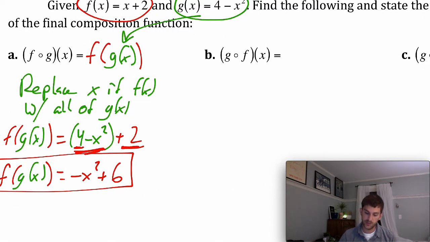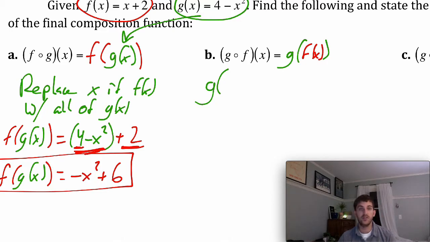Now for the next one, it's going the opposite direction. Instead of f composed of g, we're doing g composed of f. In other words, we're going to take f of x and plug that in to g of x. So g of, and let me write this in a different notation as well. So essentially instead of x, we're going to replace it with x plus 2.